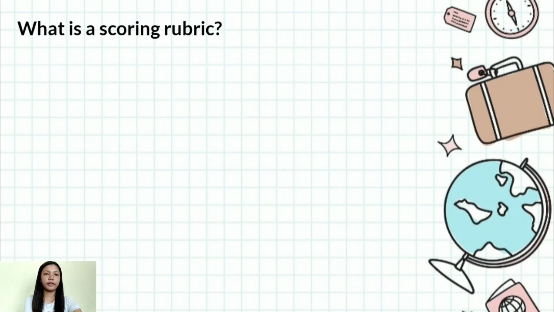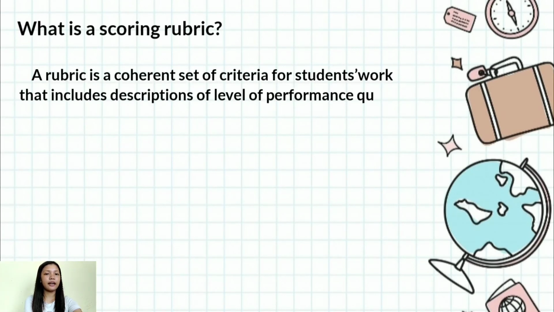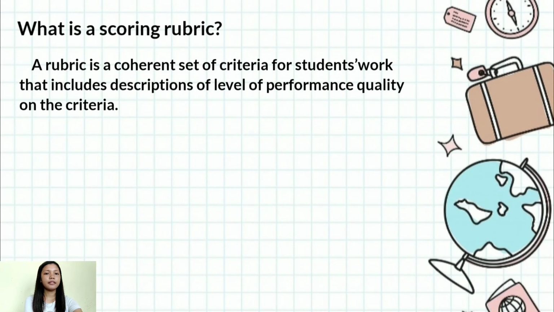Let's start with Lesson 7, the scoring rubrics. So what is the scoring rubric? A rubric is a coherent set of criteria for students' work that includes descriptions of levels of performance quality on the criteria. So a rubric is a scoring tool that explicitly represents the performance expectations for an assignment or piece of work. It is an efficient tool that allows you to objectively measure student performance on an assessment activity.